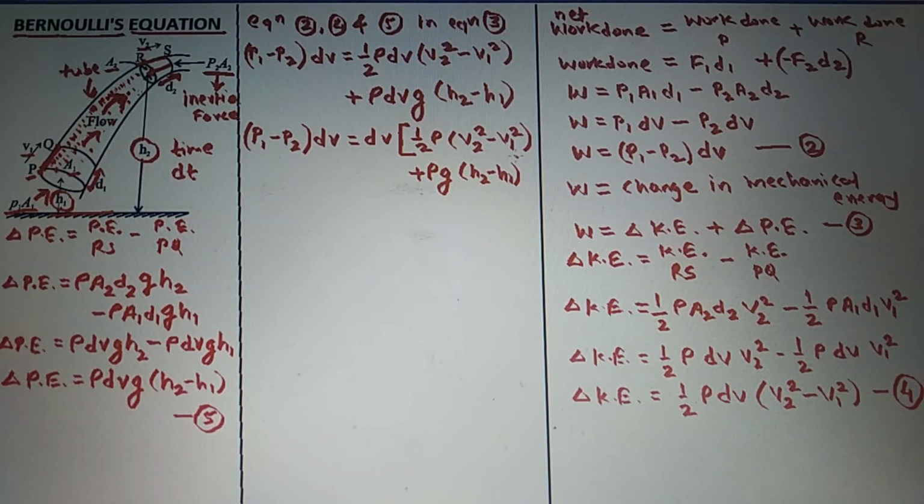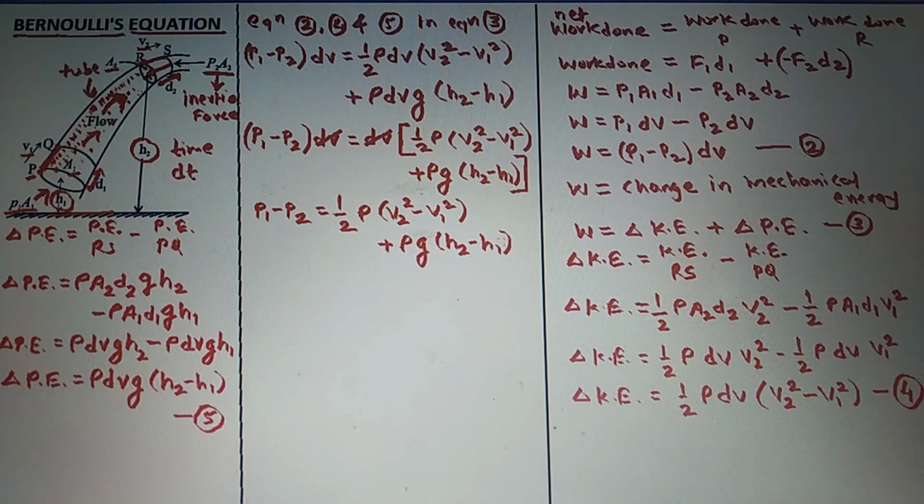So we will complete the final bracket here. Now this volume dV and this volume dV will get cancelled. So we will write here P1 minus P2 is equal to 1 by 2 into density rho into (V2 square minus V1 square), plus the density rho into g into (H2 minus H1).